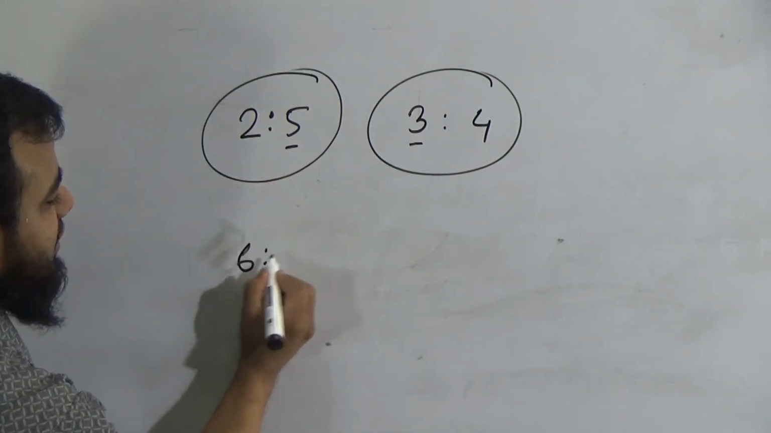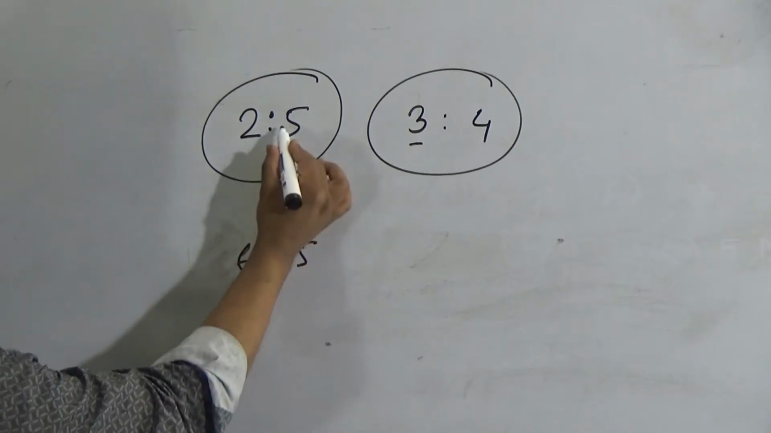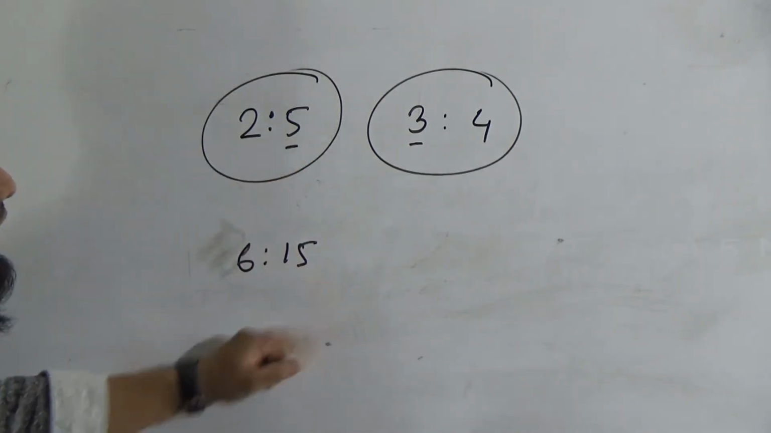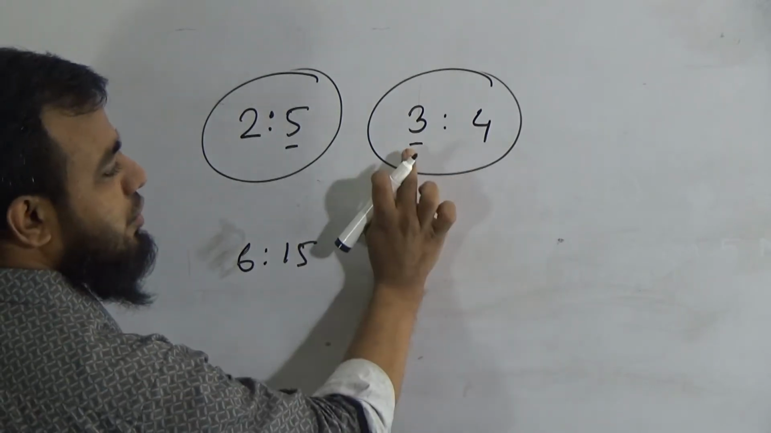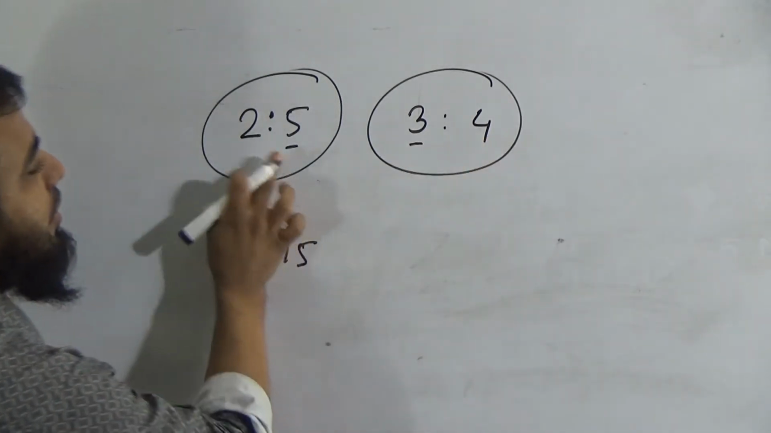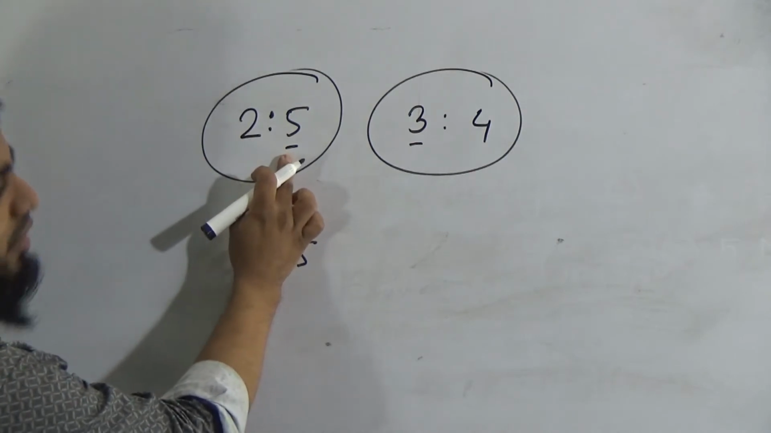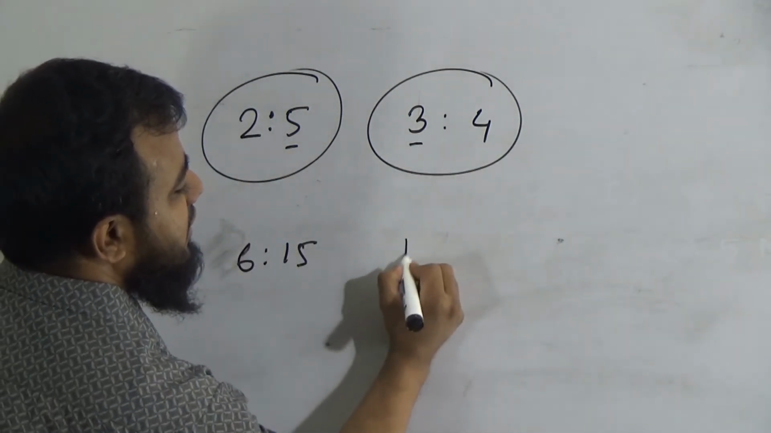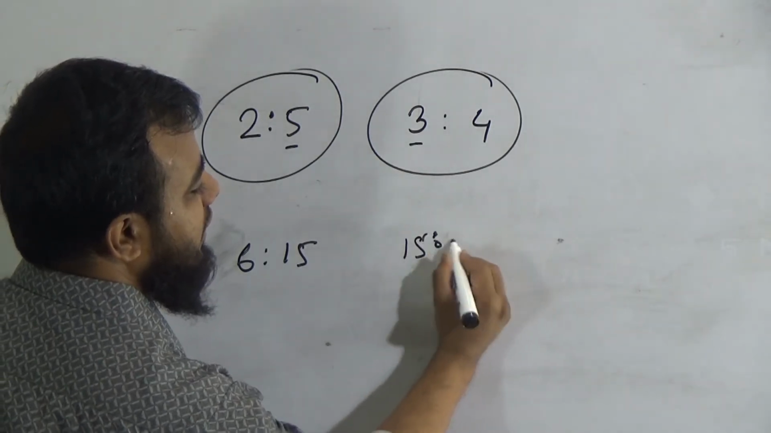We will get 6 is to 15. Okay, and these two ratios are equal. 2 is to 5 is equal to 6 is to 15. And we need to multiply also the second ratio's antecedent and subsequent by the first ratio's subsequent, that means by 5. So if we multiply this ratio by 5, we will get 15 is to 20.